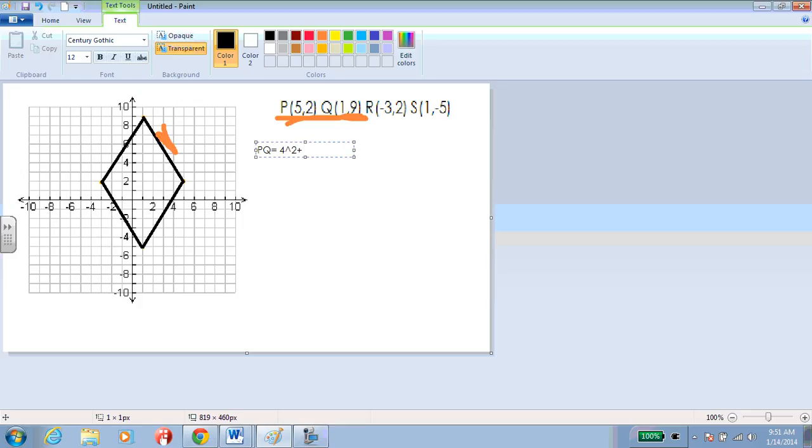And the distance between 2 and 9 is 7. So I'll take a 7 and square it. And don't forget, I'll have to end up square rooting this once I get done. 16 plus 49 is 65. So PQ is the square root of 65.